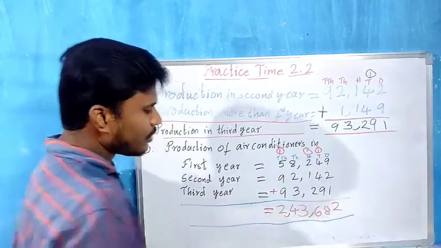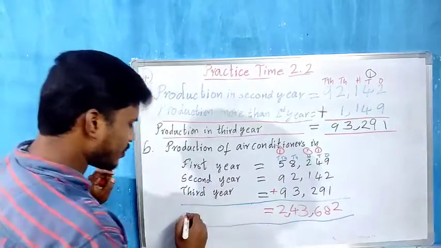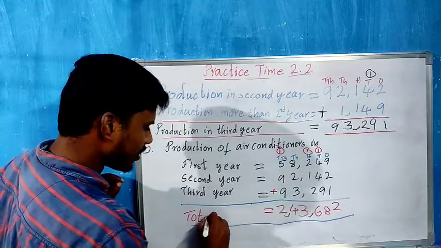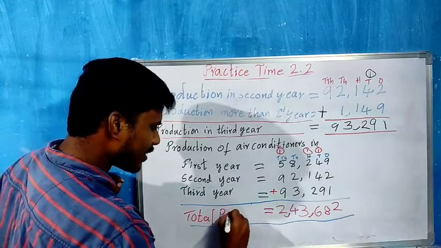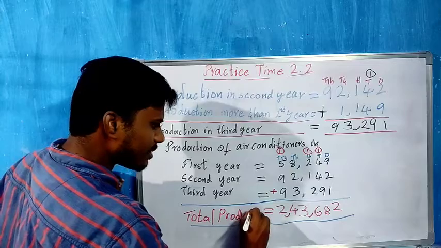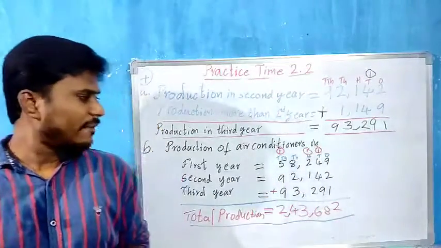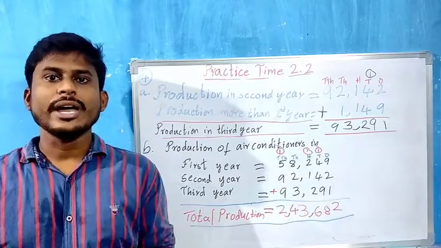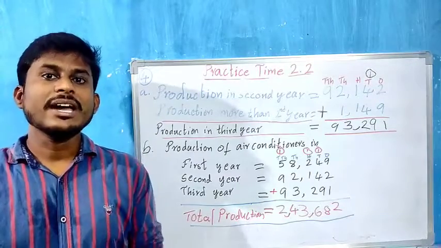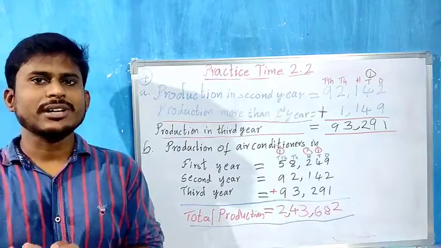Now see, so total production like this, children. Total production in the 3 years, it will be 2,43,682. So 2,43,682 air conditioners were produced in these 3 years, children. So this is our conclusion.